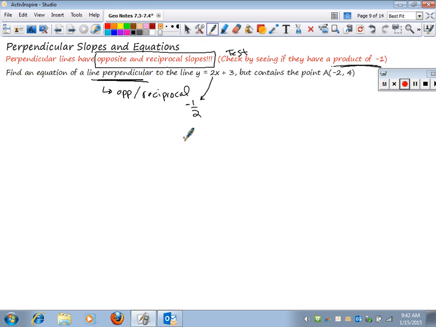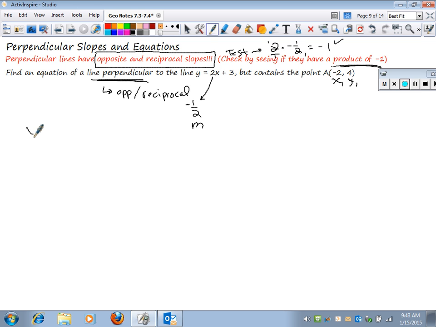Let's test it. 2 times negative 1/2. If I put a 1 under this 2 and I cross cancel, I'm going to get a 1 because it's 1 over 1, but I'm going to also get a negative because they're different signs. So it does test out to be a perpendicular slope. So negative 1/2 is our slope. This is going to be my m. This is my x1 and this is my y1.